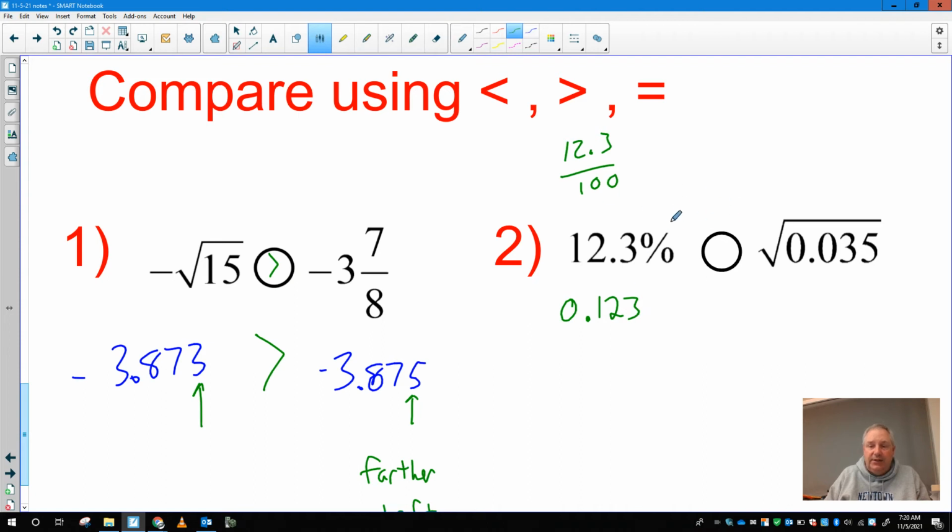You do have to show work when I check your homework on Monday. You do have to show these decimals that I have here for number 1. So this is 0.123. If you know that you just move the decimal point twice for a percent, that's fine too. Type this in on your calculator. So that would give you 0.187. This one on the right is clearly bigger. So my answer here would be less than.